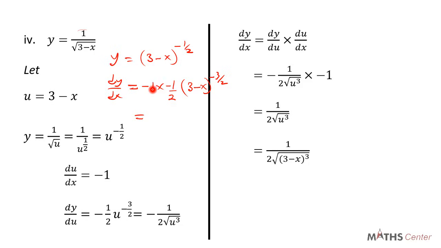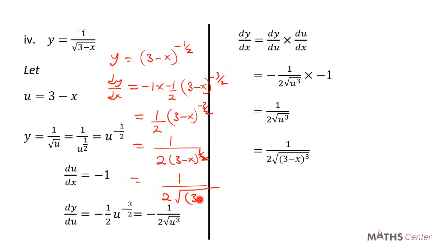Okay. This gives us negative 1 times negative half gives us positive half. So this will be positive half. Then 3 minus x exponent negative 3 divided by 2. And this can be written as 1 divided by 2 times 3 minus x exponent 3 divided by 2. And as we have just learned, this is basically 1 divided by 2 root 3 minus x exponent 3.